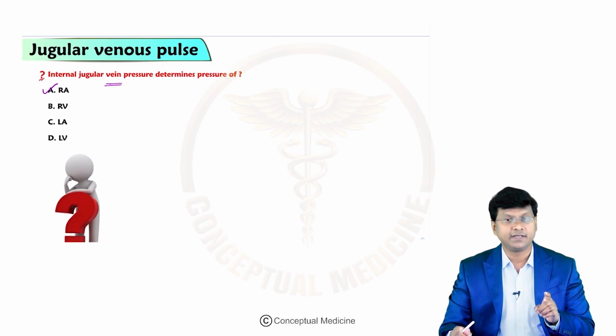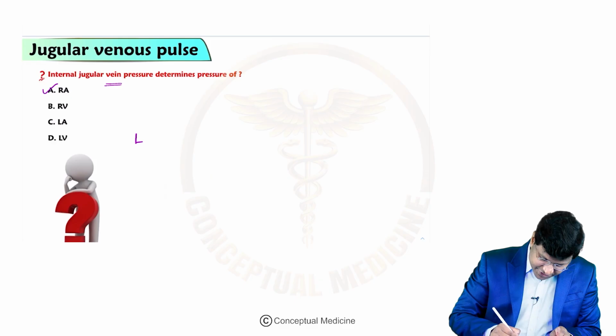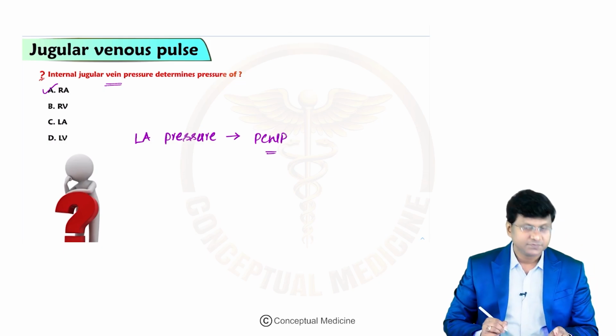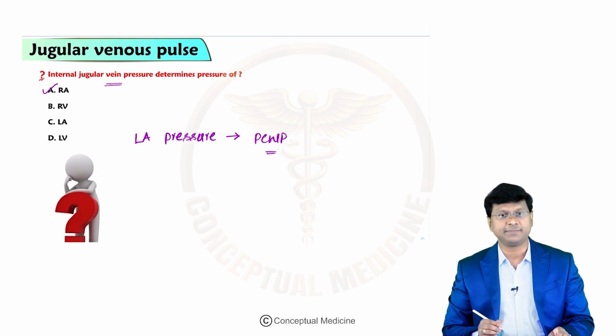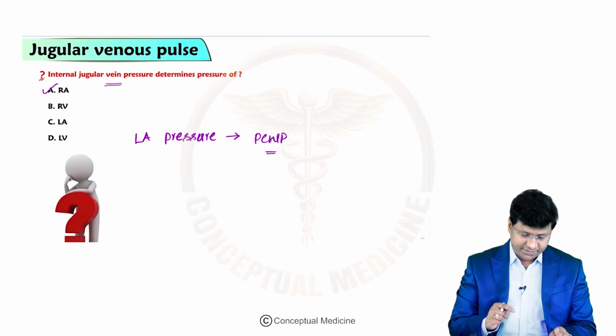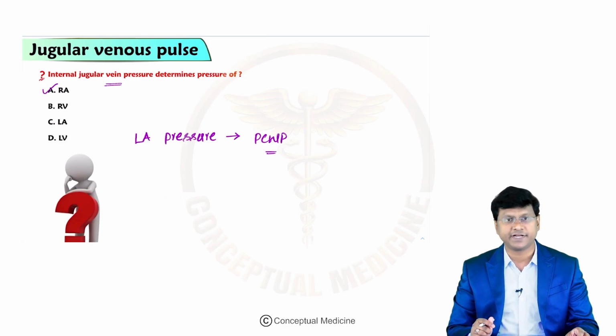Okay, and the next important question that you need to know parallelly is which particular pressure represents the left atrial pressure. It is determined by the pulmonary capillary wedge pressure, right? So whatever is the pressure within the pulmonary capillaries will be equivalent to your left atrial pressure, and whatever is the pressure within the internal jugular veins will be the pressure of your right atrium.